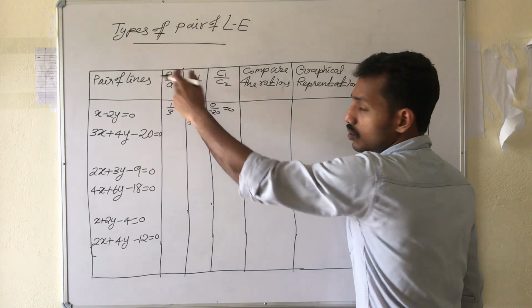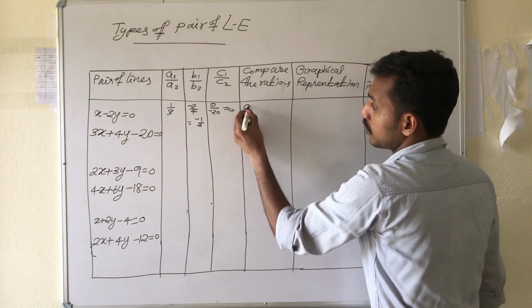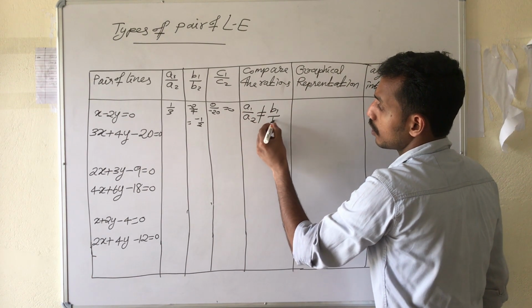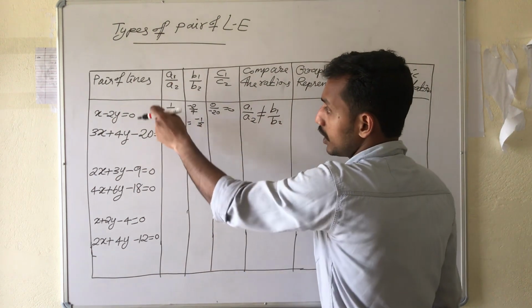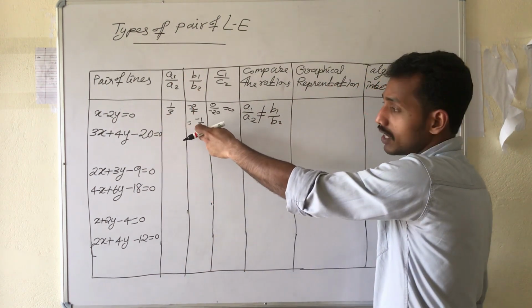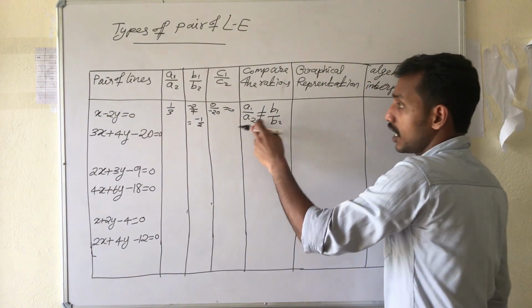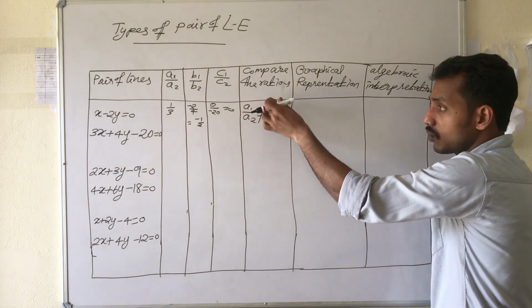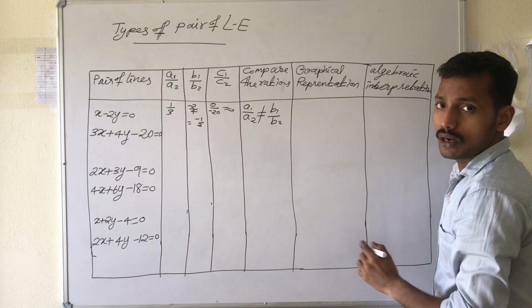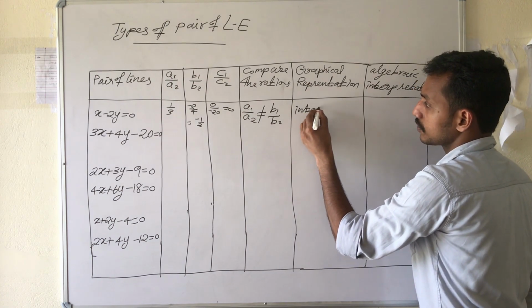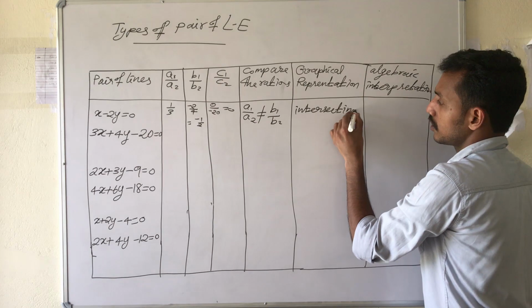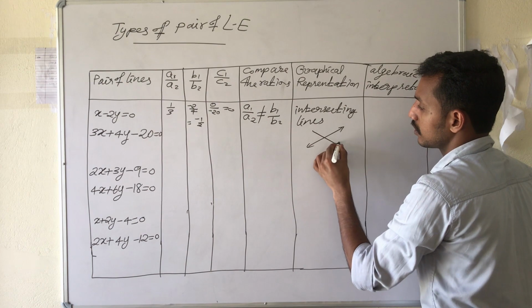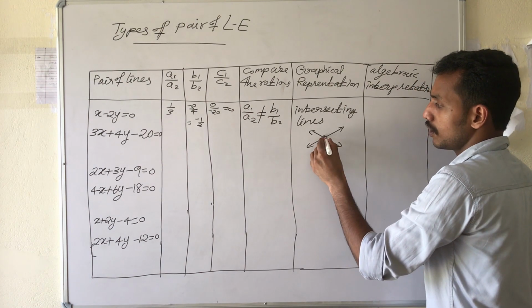So comparing these two ratios, we get a1 by a2 is not equal to b1 by b2. Here a1 by a2 is 1 by 3 and b1 by b2 is minus 1 by 2. Therefore, these two ratios are not equal. That is our interpretation. If a1 by a2 is not equal to b1 by b2, then their graph will be intersecting lines. That means their graph will be like this, intersecting at one point.